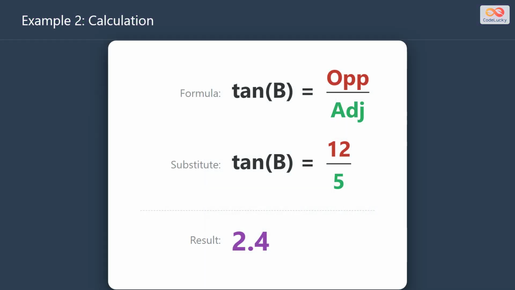Setting up our equation, tangent of B equals 12 divided by 5. 12 divided by 5 gives us 2.4. This ratio is higher because the opposite side is much longer than the adjacent side.